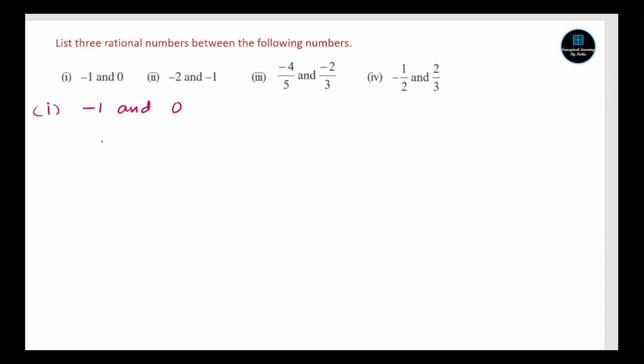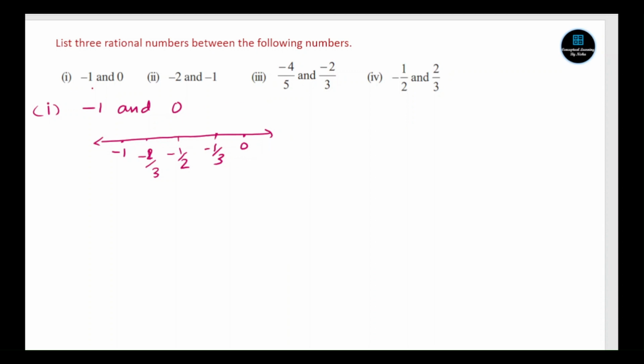Now if I see here on the number line, I have -1 here, I have 0 here, so I can write any proper fraction which is negative between these. So let's say I can write -1/3, I can write -1/2, I can write -2/3 also, like that. So these are some numbers between these, all right.